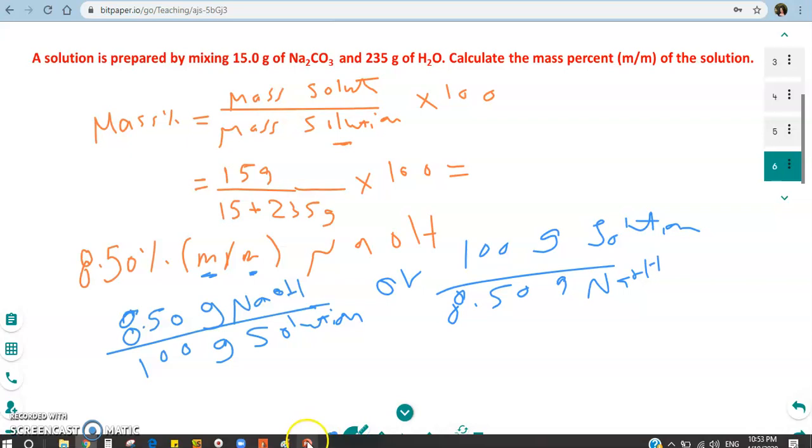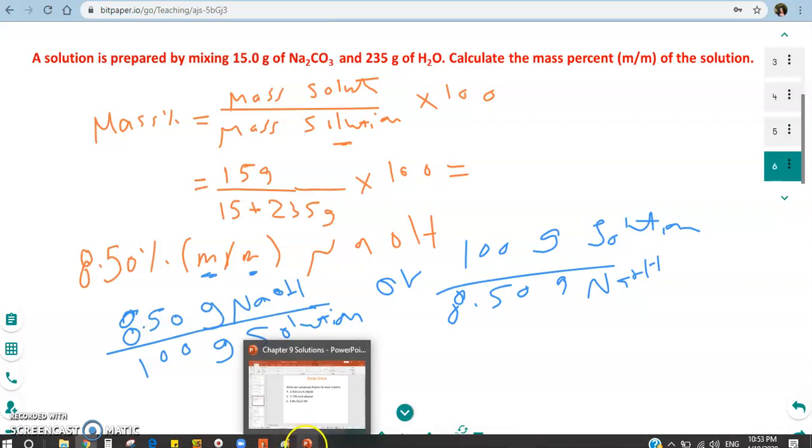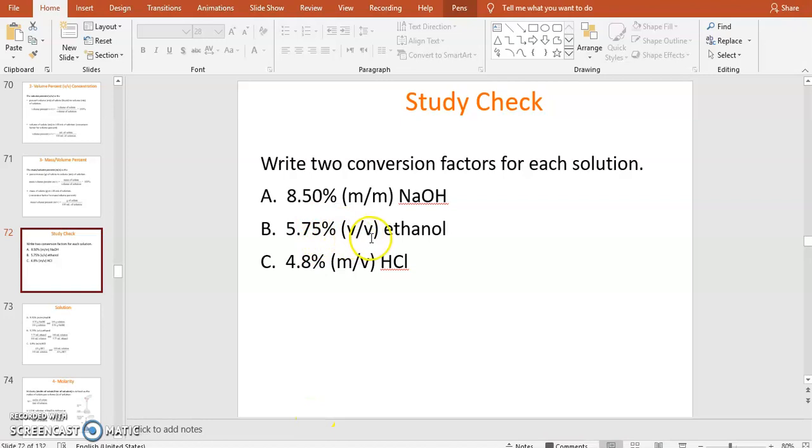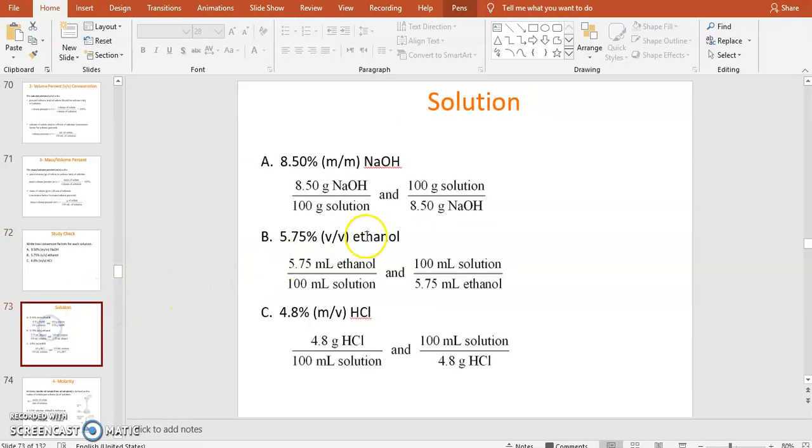Okay. And of course, I'm planning to give you problems so you can work on it, but I'm just giving an introduction so far. For 5.75% v/v ethanol, we can say 5.75 mLs ethanol divided by 100 mLs solution, or the opposite: 100 mLs of solution over 5.75 mLs ethanol.